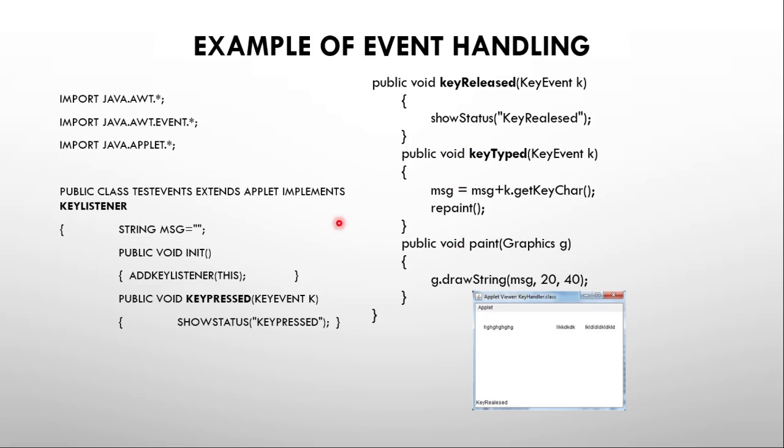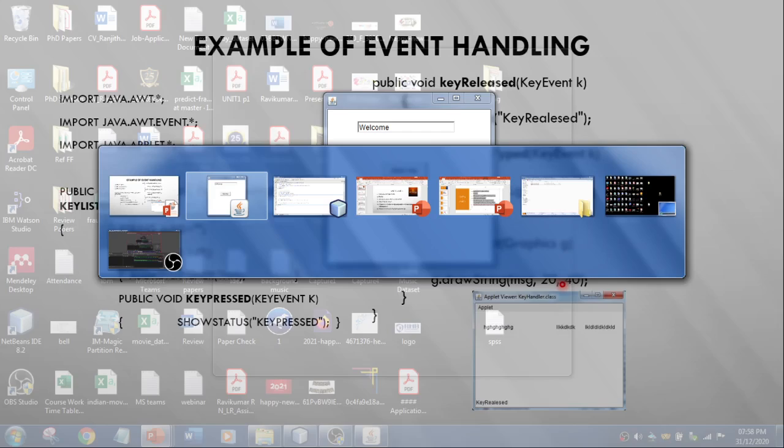That's it. And if you are using applet, then don't forget to use paint method to draw some strings if you want to display some strings over there. So the message which you are going to type is going to display in this way. Fine. So let's try this one using NetBeans.